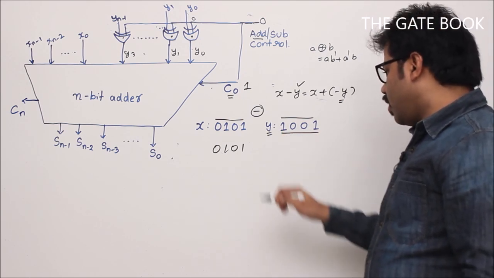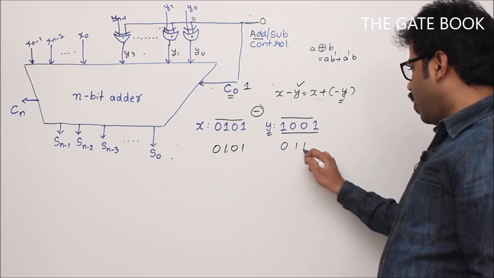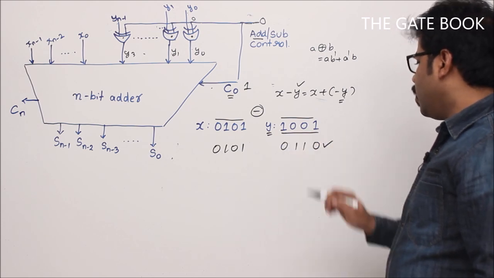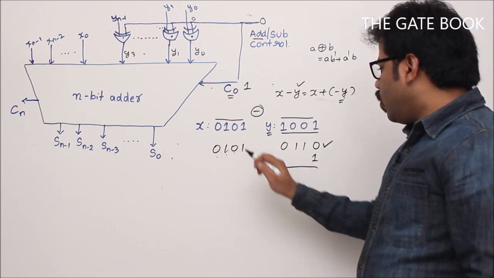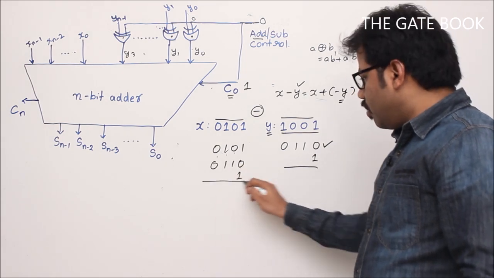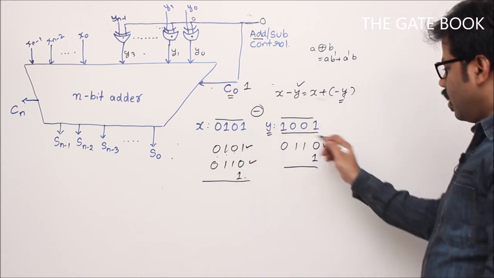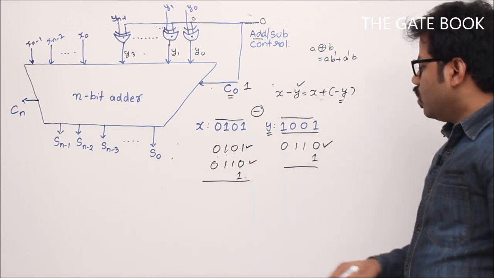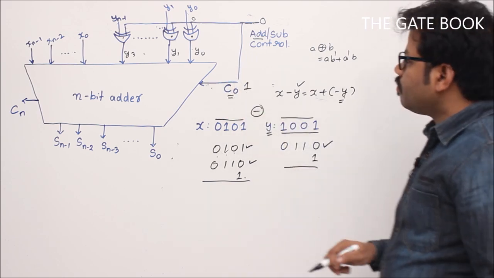How to do the 2's complement of y? First the 1's complement, that means bitwise complementation, 0, 1, 1, 0. This is one step. Then we have to add plus 1. So overall 0, 1, 0, 1 is to be added to 0, 1, 1, 0 and plus 1. That means we have to add this one and plus 1, right? Recall, we know this story. So this plus 1 is coming from here, C naught, recall.